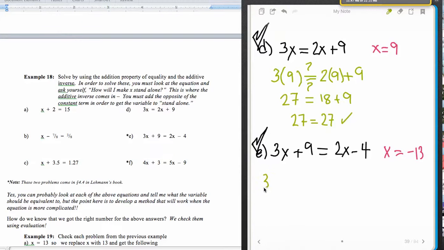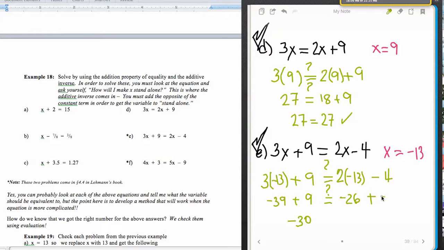Part E, we have a little bit more difficulty still. 3 times whatever we say that x is equal to, plus 9, is that equal to 2 times a negative 13, and then subtract 4? So 3 times negative 13 is a negative 39, and then plus a positive 9. 39 minus 9 is 30, and then it's negative. And we're asking still, is this equal to 2 times negative 13, which is a negative 26, plus a negative 4, and 26 plus 4 is equal to 30, and of course it's a negative, and so we see that that's a check.